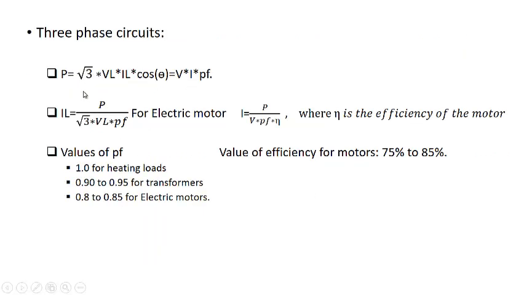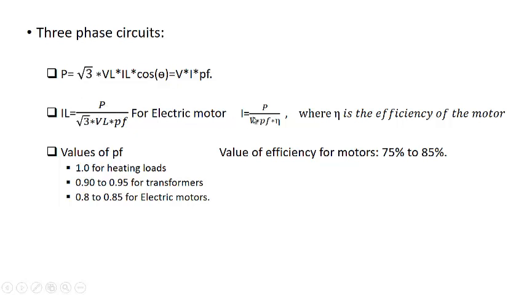For three-phase circuits, we know that P is equal to root 3 VL IL cos phi, where VL and IL are known as the line voltage and line current. Similarly, this should also have been root 3 into VL IL and power factor. Please try to correct this. So IL will be equal to P divided by root 3 into VL into power factor, in general.